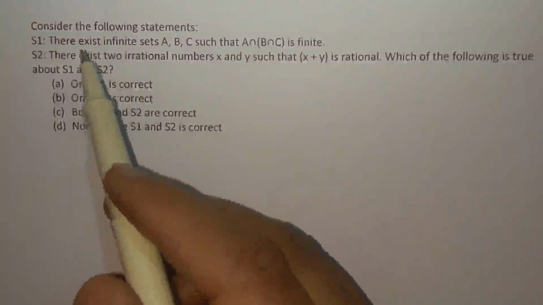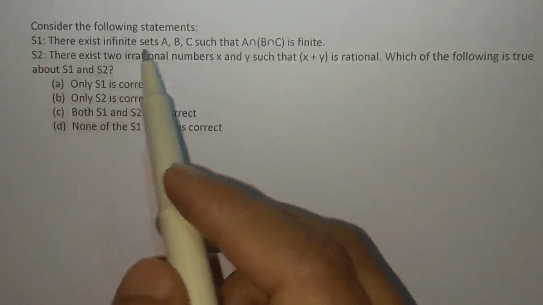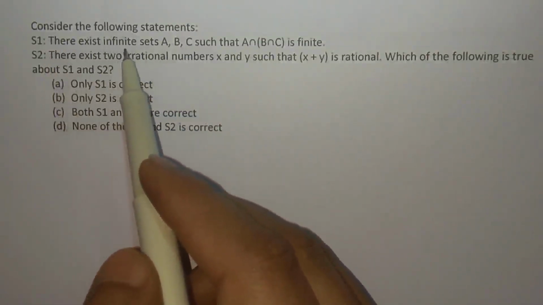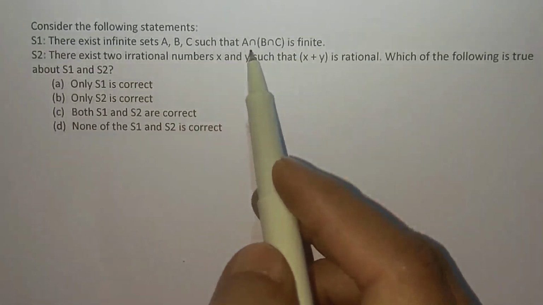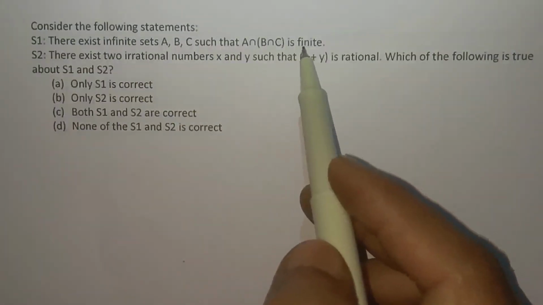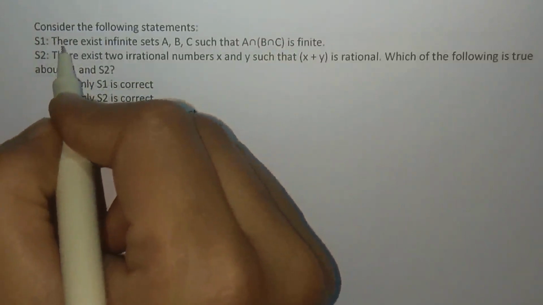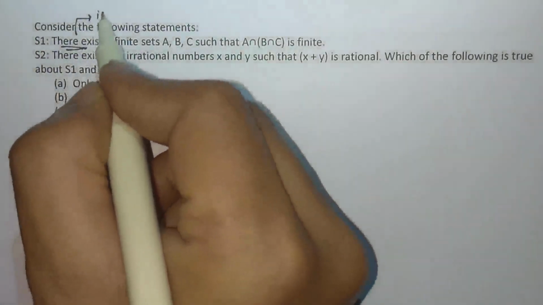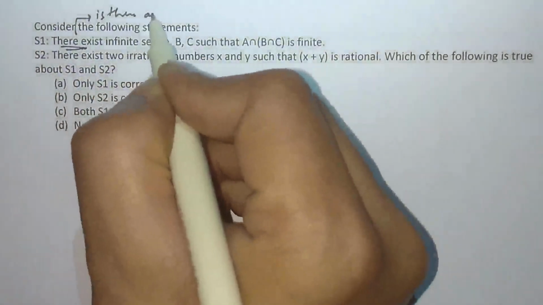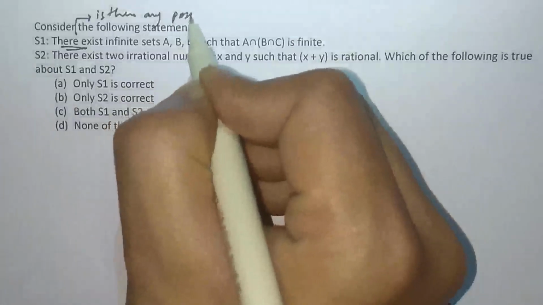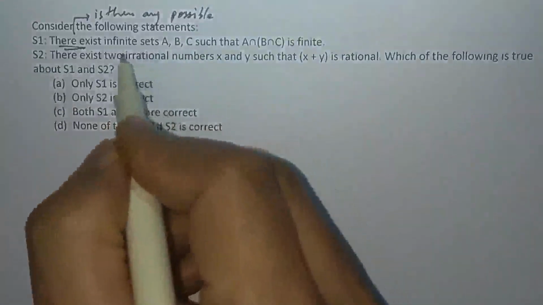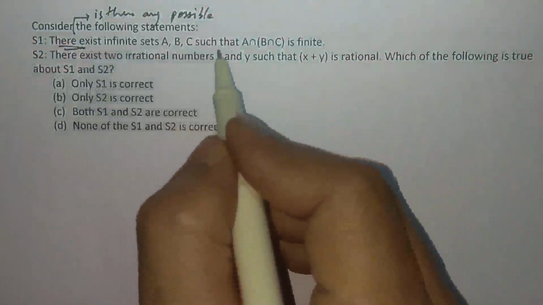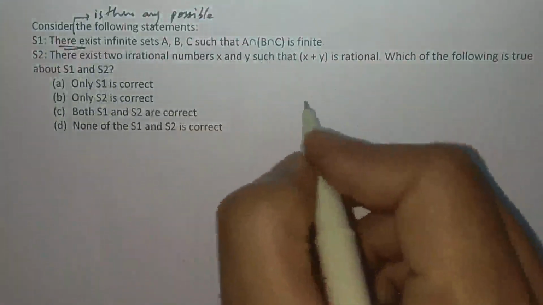Given are two statements S1 and S2. S1 asks whether there exist infinite sets A, B, C such that A intersection B intersection C is finite. "There exist" means: is there any possibility or any single case such that A intersection B intersection C is finite.